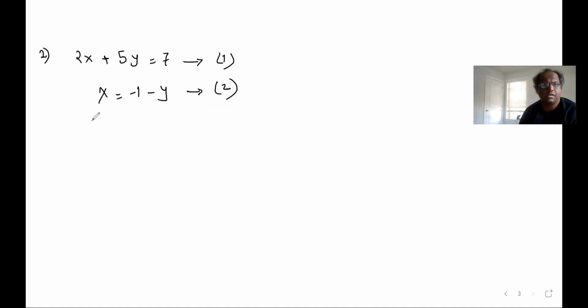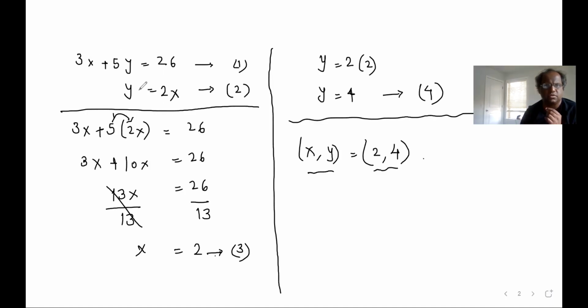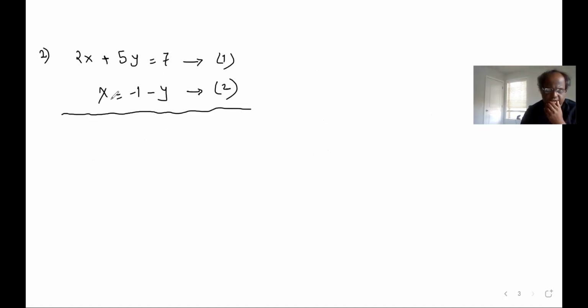Practice. 2x plus 5y is equal to 7, and x is equal to -1 minus y. All right. As usual, I will label them. And of course, not necessarily that in the first part we solve it for y. Now here we will substitute for x.